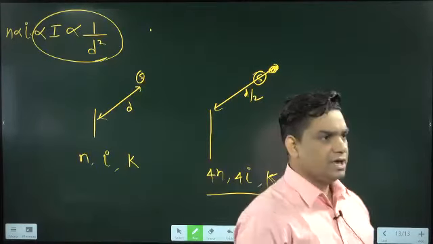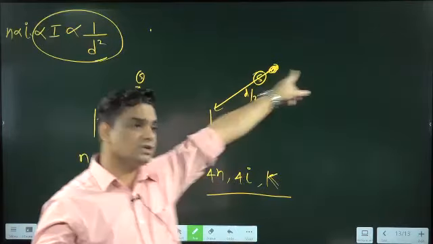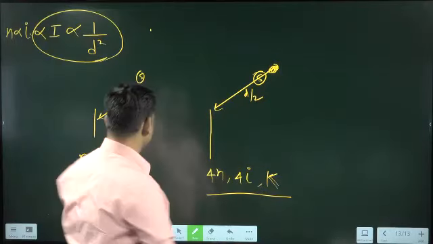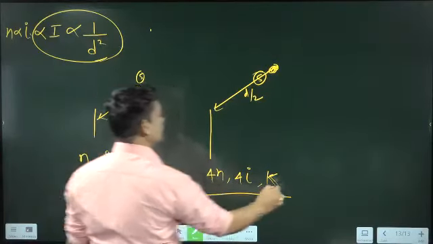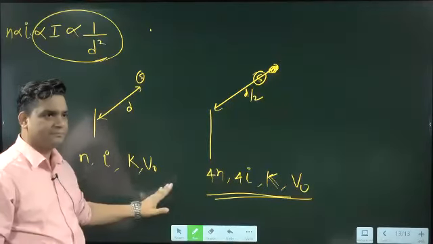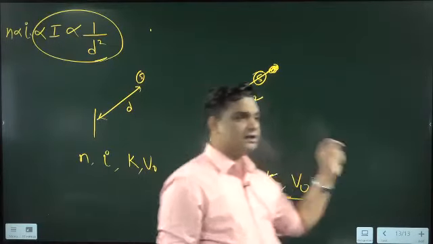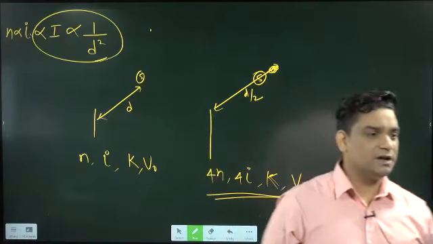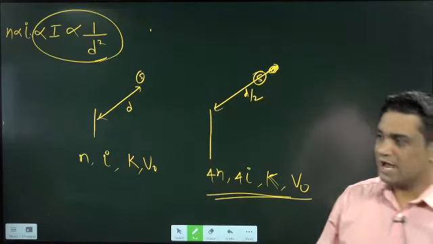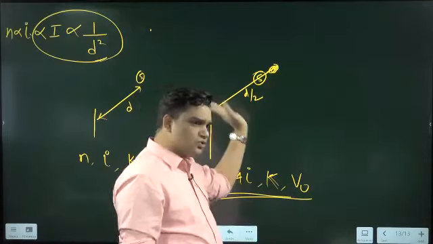Clear? Here, I have not changed the source. The source is still the same, so the frequency of the source is the same. That's why K remains the same. Stopping potential is also going to be V naught. Which parameter will change and which will not? Kinetic energy as well as your V naught will not change. Stopping potential will not change here. Your number as well as your I will change.